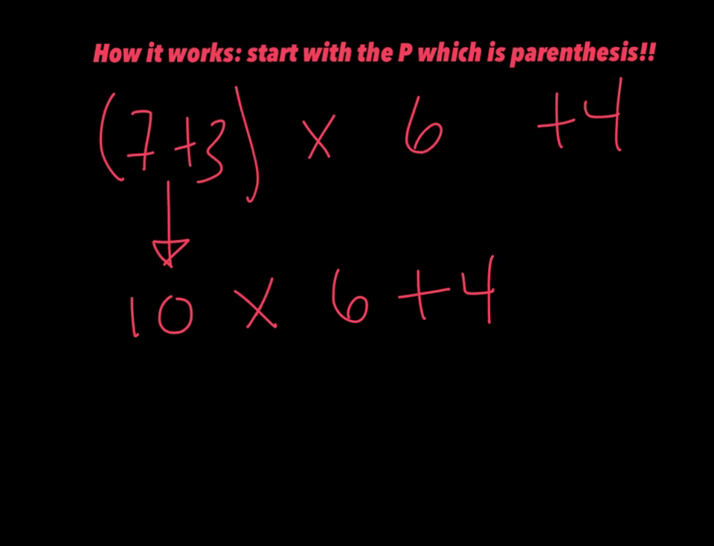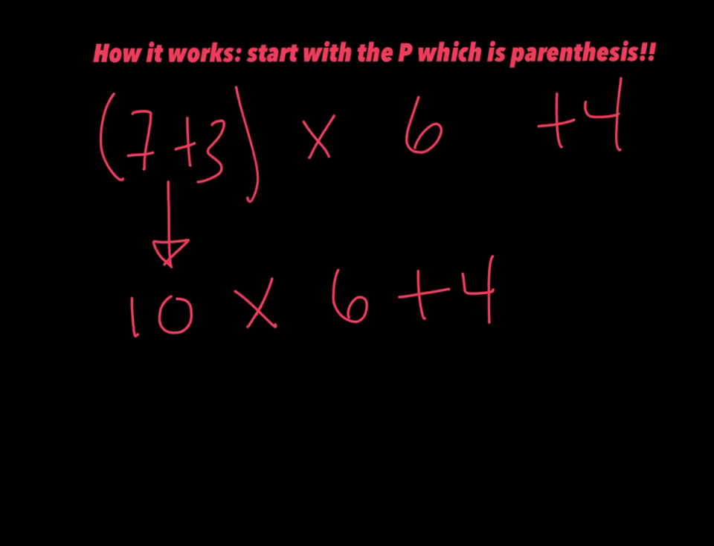So let's break it down. This is how it works. When you go through the saying, "Please excuse my dear Aunt Sally," like I stated before, the P represents parentheses, and that is the first part of the order of operations that you would start with. So in this case, the equation (7 + 3) × 6 + 4, you would start with the parentheses, like I said, because that is the first step in the order of operations.